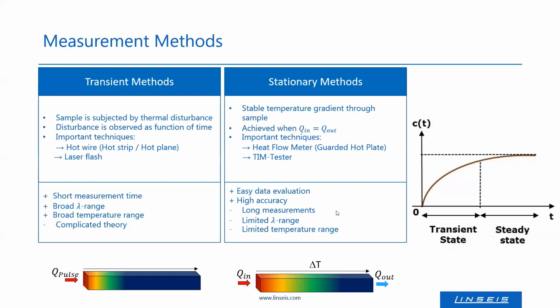So the important techniques are the heat flow meters, the thermal interface material testers, and also guarded hot plates. The advantage is that the data evaluation is easy. The methods are very accurate, but they need quite long measurement times, and the thermal conductivity and the temperature range are restricted.